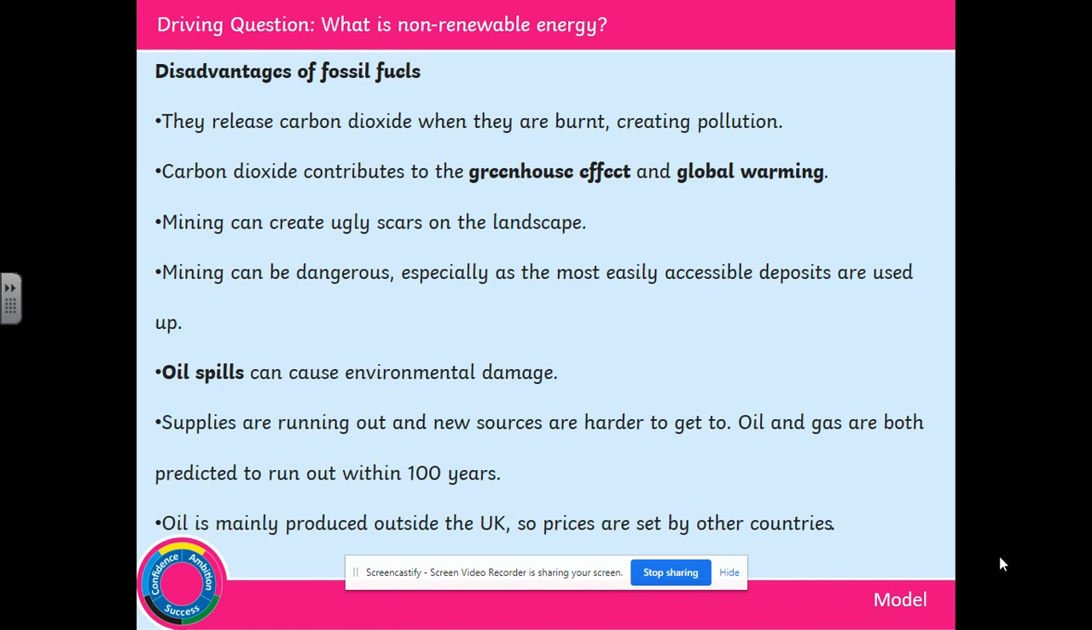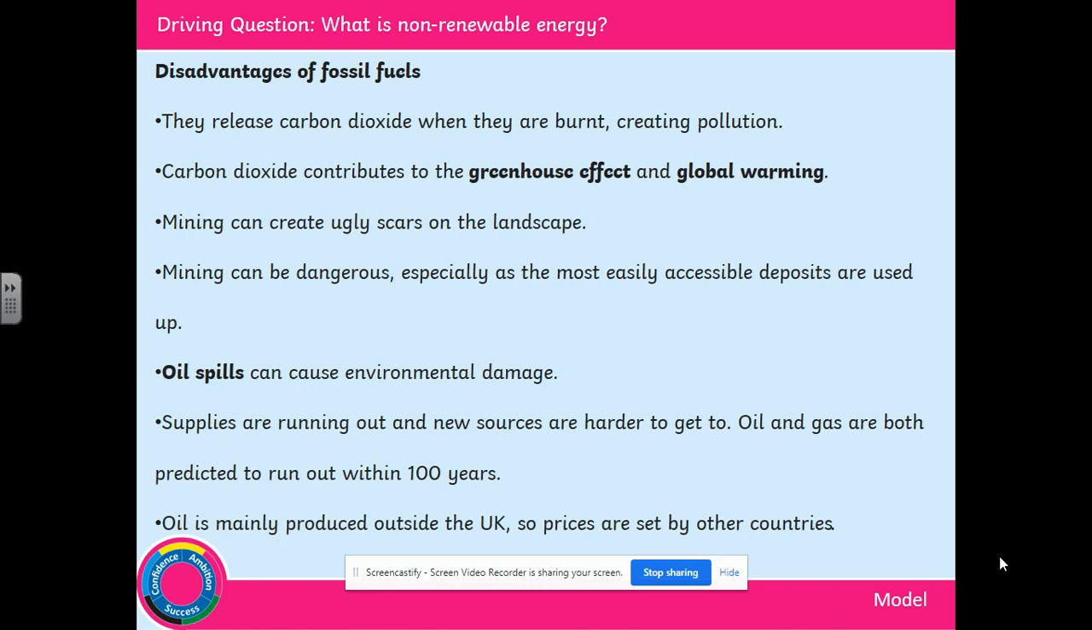Mining can be dangerous, especially as the most easily accessible deposits are used up. Don't pay that one any mind. Let's move on. Something is wrong with that one, innit?